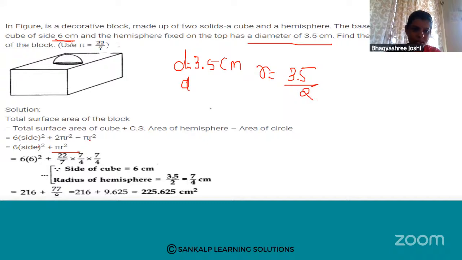3.5 divided by 2, that is 7 by 4 into 7 by 4, right? 17.5 means it is 7 by 4. Okay. 7 by 4 into 7 by 4. That is side of the cube is 6 centimeter and radius of the hemisphere is 3.5 divided by 2. Or in other words, 3.5 divided by 2. That can be written as 35 divided by 20.